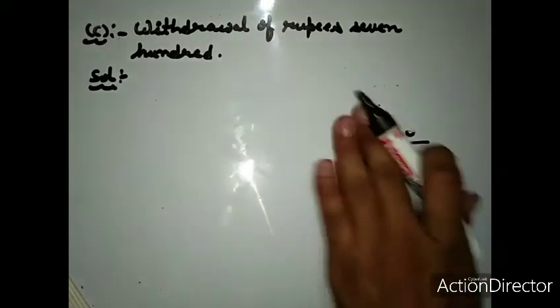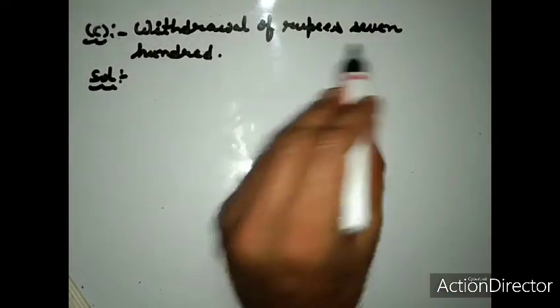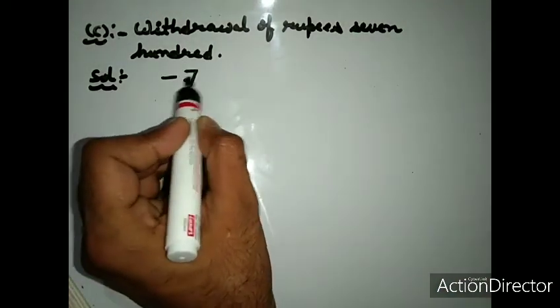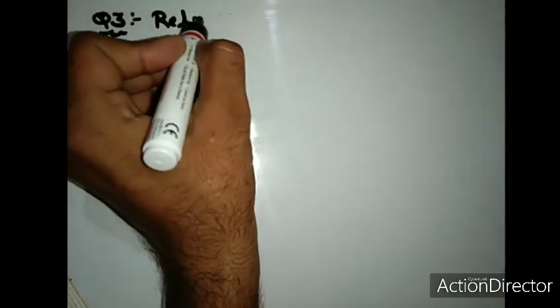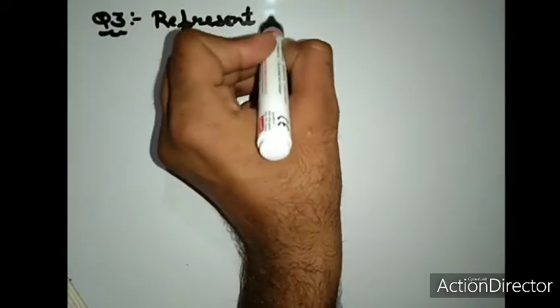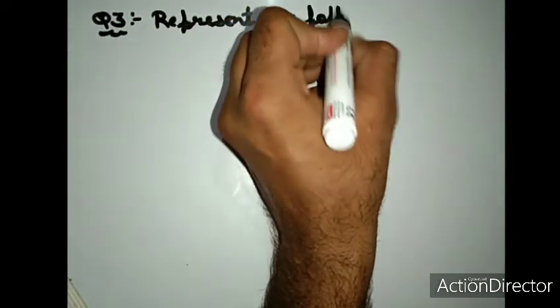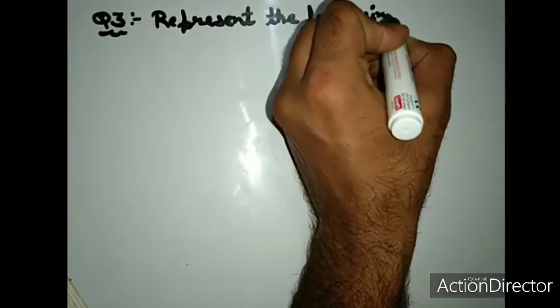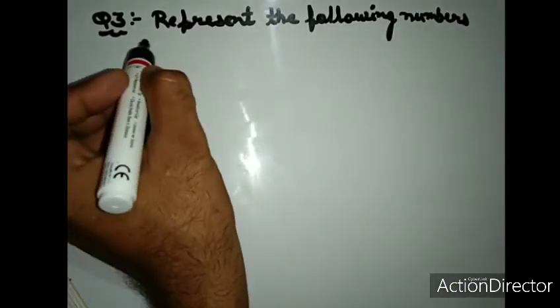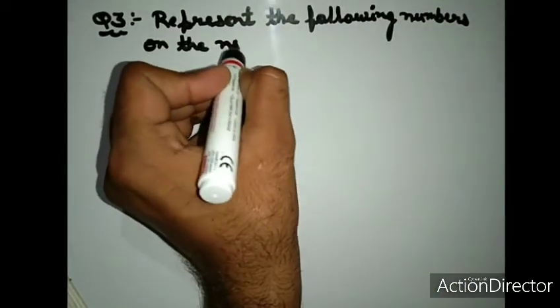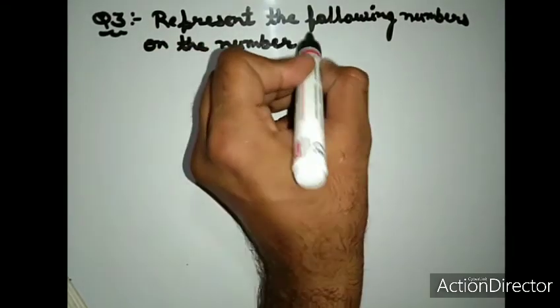So now, withdrawal of rupees 700 means minus 700. Now the next question is: represent the following numbers on the number line.